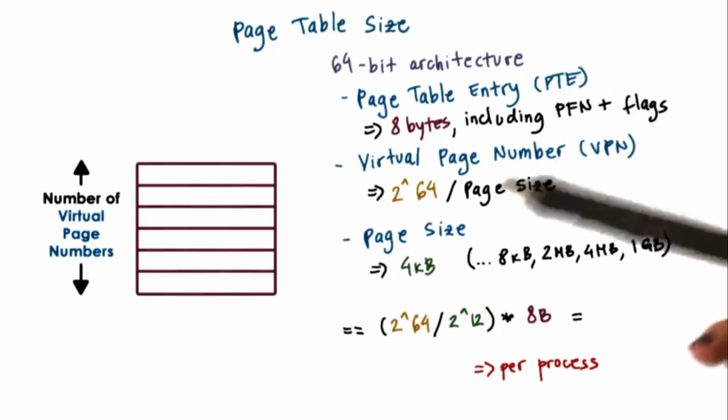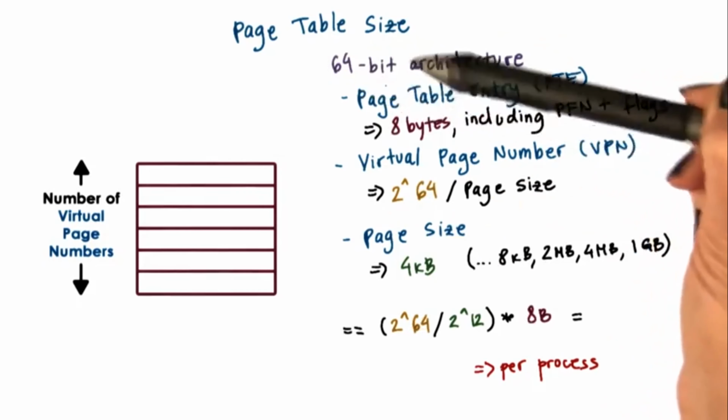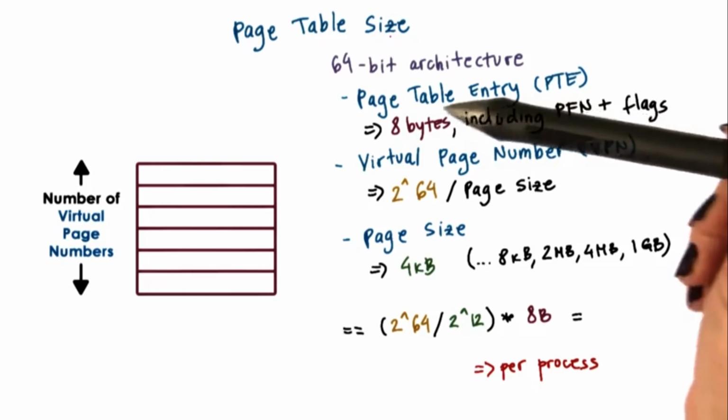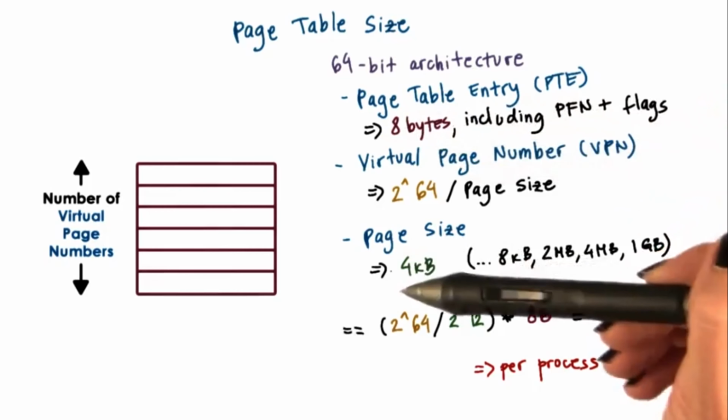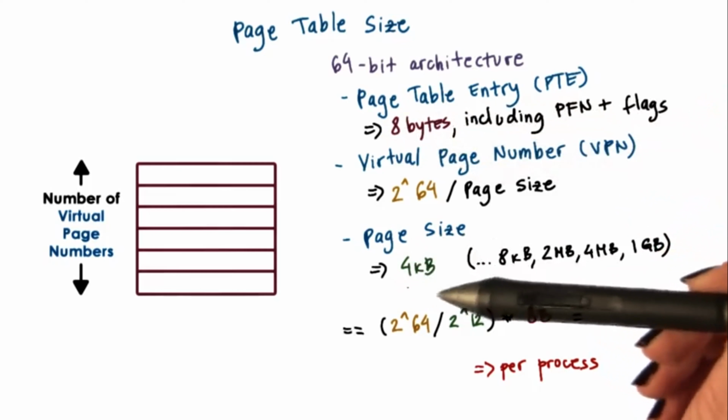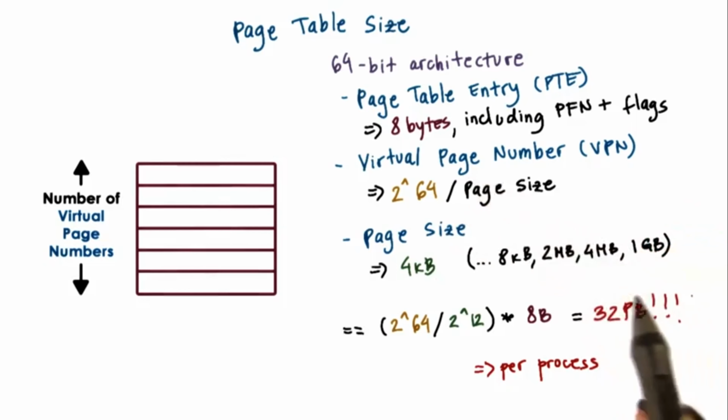If we try to work through the same kind of example for a 64-bit architecture that, say, has a page table entry size of 8 bytes, and let's say we also use the same 4 kilobyte page size, we come up with a really scary number of 32 petabytes per process. So where does one store all of this?